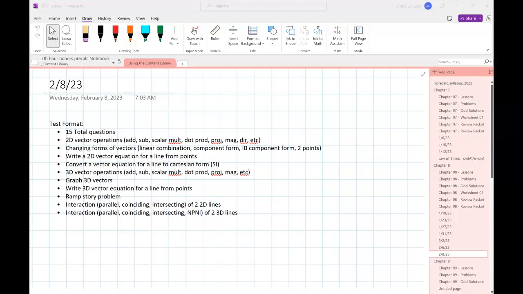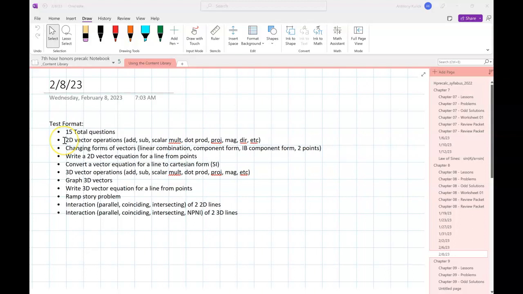Today I'm going to start just kind of talking a little bit about test format stuff. We'll take some questions from homework if there are any, and then I'm going to leave you alone and let you work on your math stuff. Sound like a plan? All righty. So your test format, we got 15 total questions.